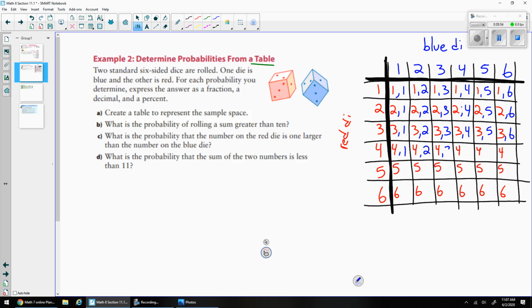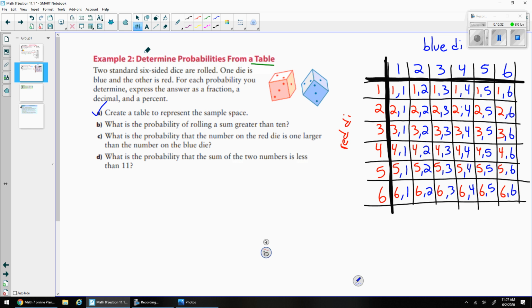So when you have just 2 events, tables are very great to use. If you have more than 2 events, though, it doesn't really work. You need like a 3D table or something to show the third event. Sorry, I'm bad at talking and filling in the table. 5 and 6 and 6. Okay, so now we have all of our events listed here nicely. So A is done. We created our table and we showed the sample space.